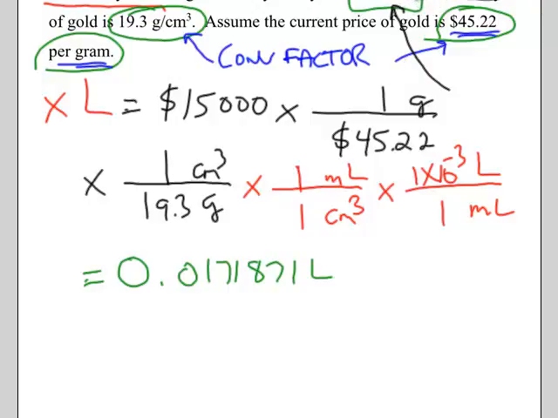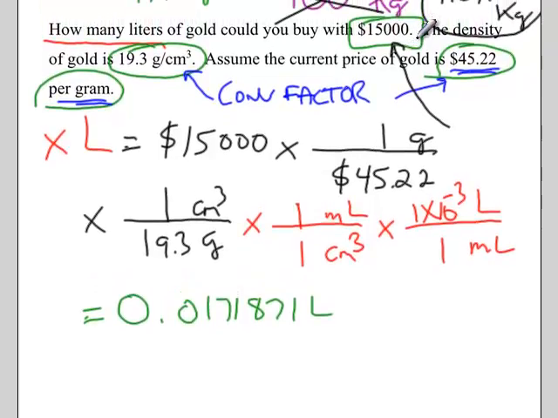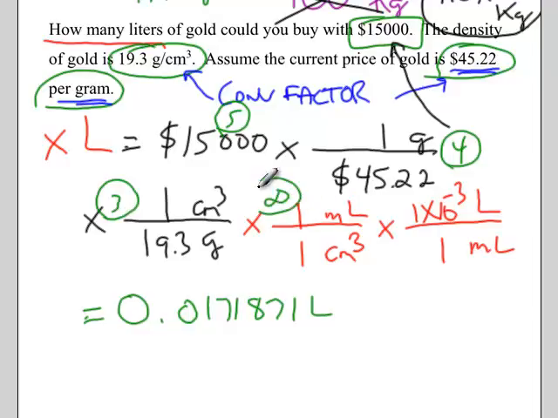Now in terms of the sig figs, this is a little bit tricky. I'm going to assume that this $15,000, that's not just a period at the end of the sentence. I'm going to assume that's a decimal point, so that would be 5 sig figs. The price had 4 sig figs. The density had 3. Cubic centimeters to milliliters is exact, and milliliter to liter is exact. So the smallest number of sig figs is 3.